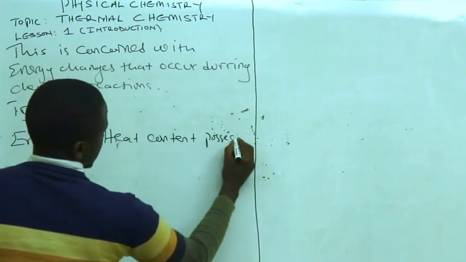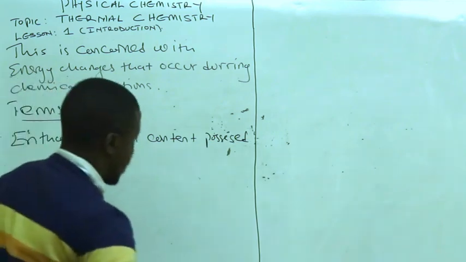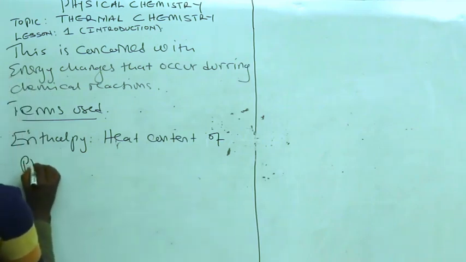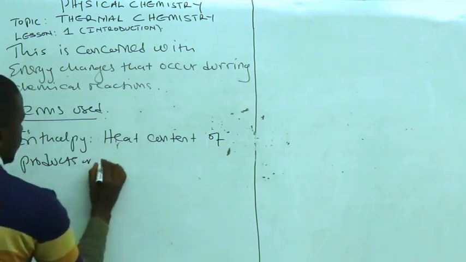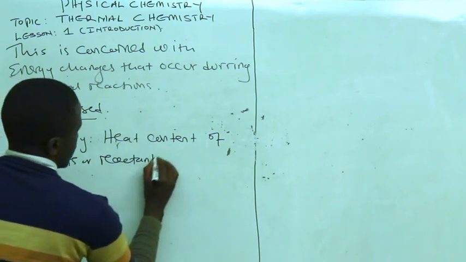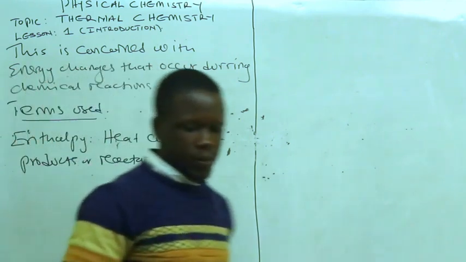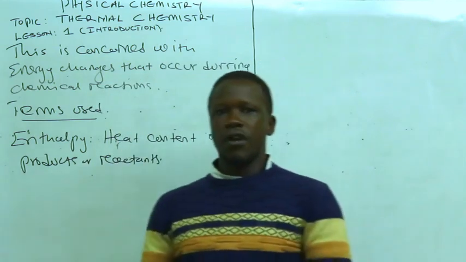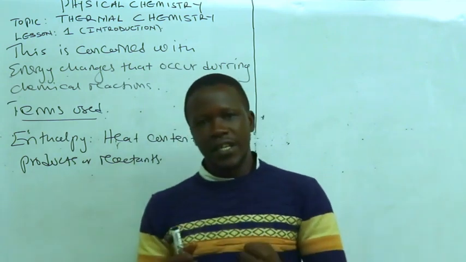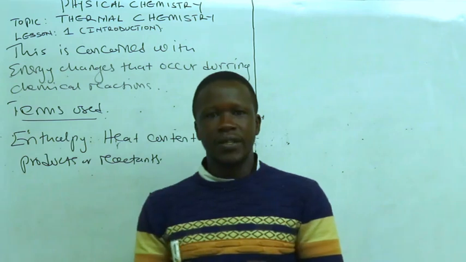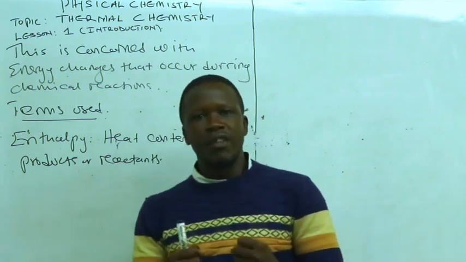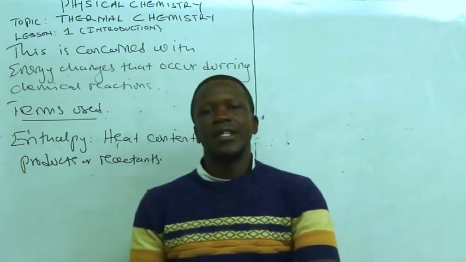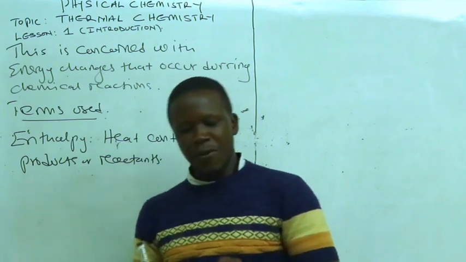The heat content possessed, or we can say heat content of the products or reactants. Of course, when a reaction is going to take place, we shall begin by the reactants. The reactants we have before the reaction starts have a certain amount of heat they possess. They have a certain amount of potential energy in them. And when the reaction takes place, the products formed will also have a certain heat content in them.